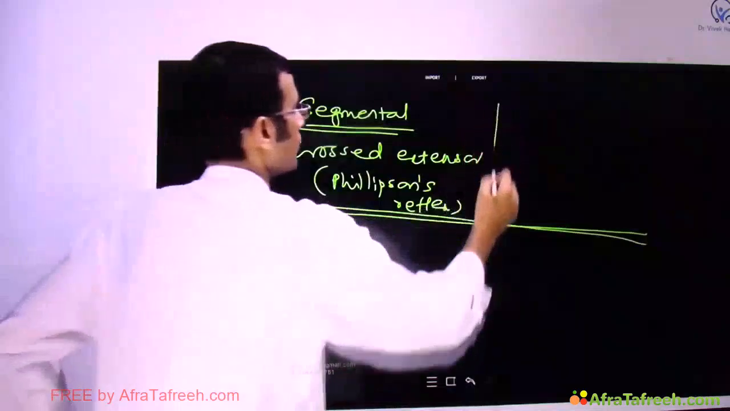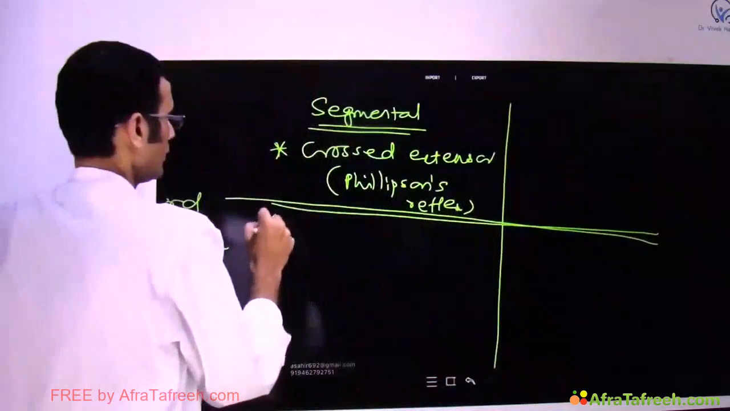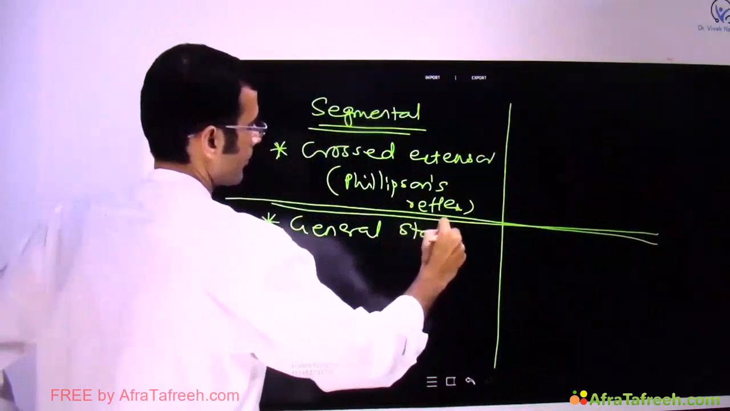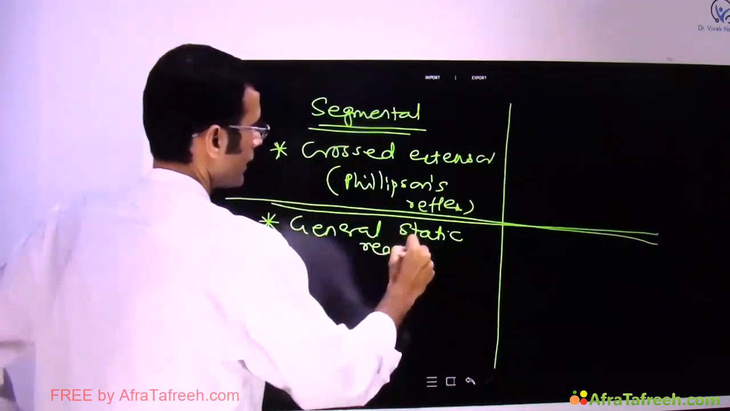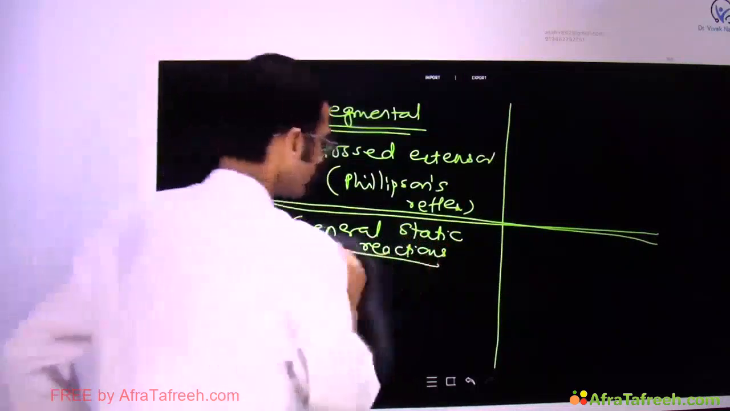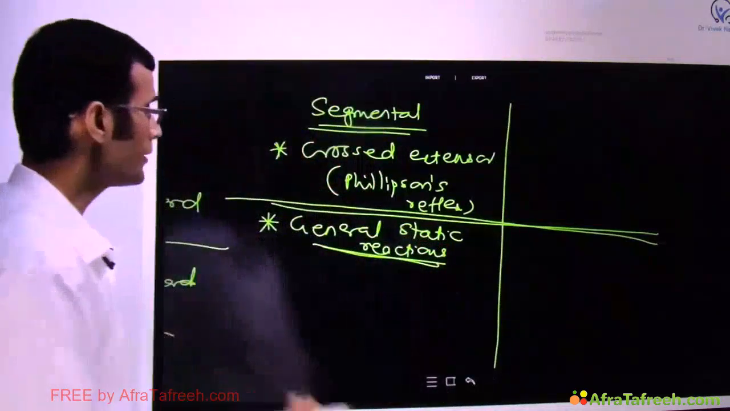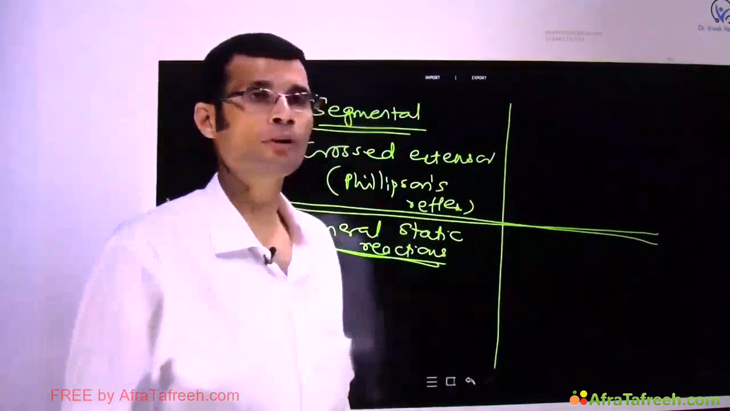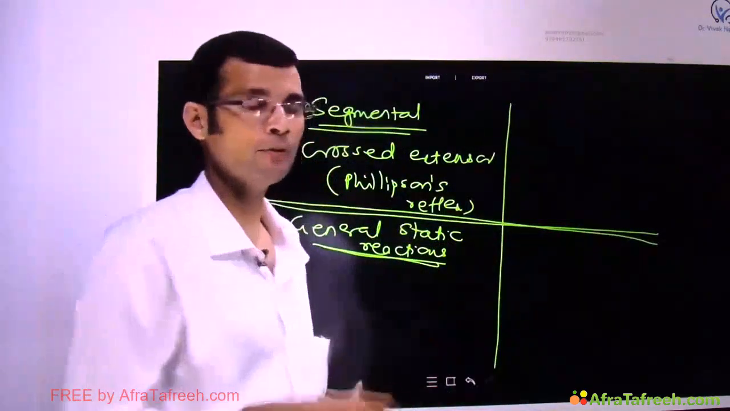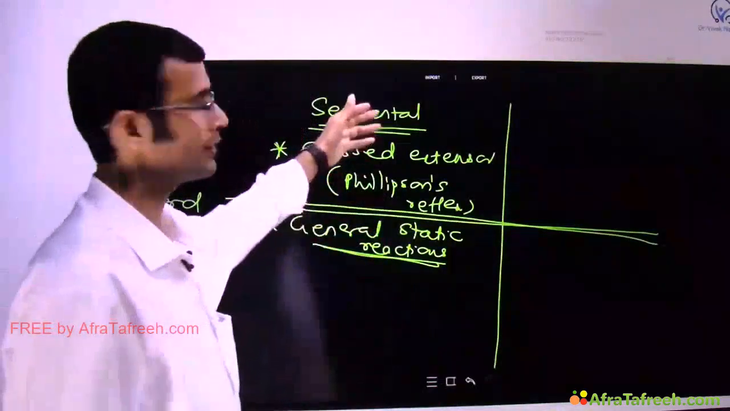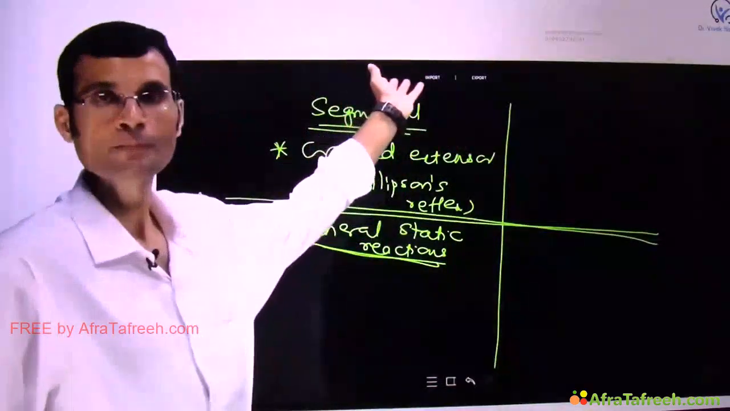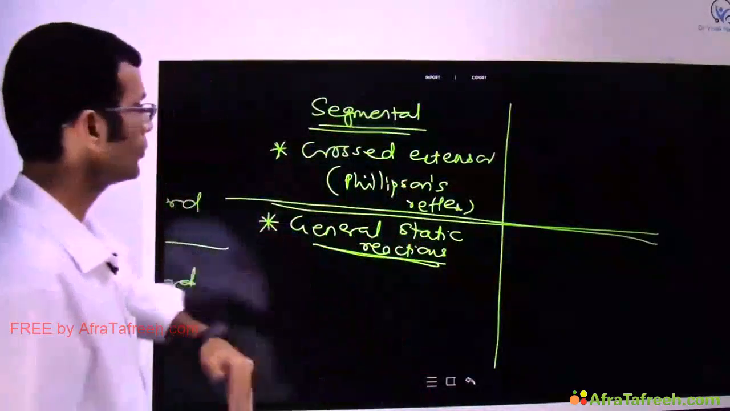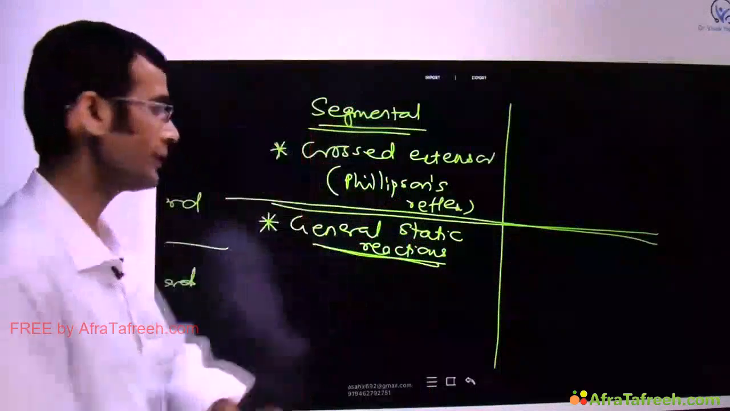Now, next, general static reactions. These are not seen in the spinal animals. They will involve the entire body or major part of the body. Unlike the above reflexes, which involved just one or two limbs, here most of the body parts are involved, the entire body is involved.